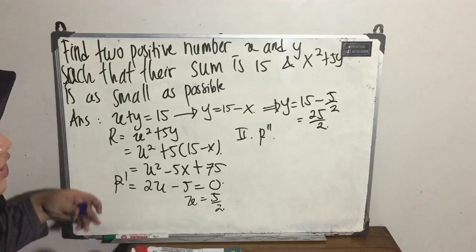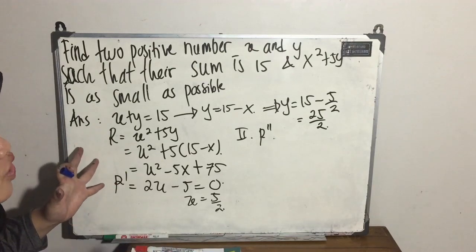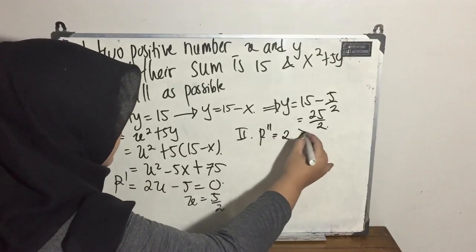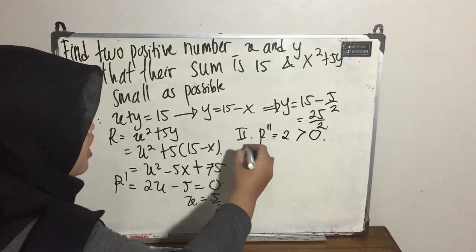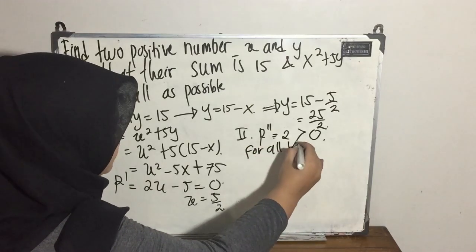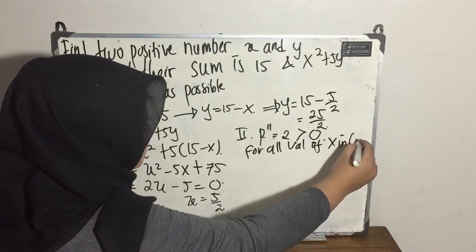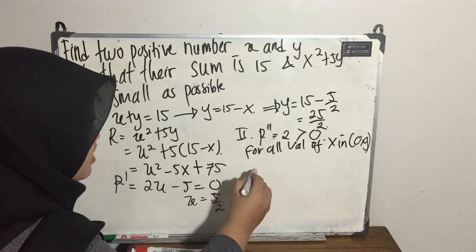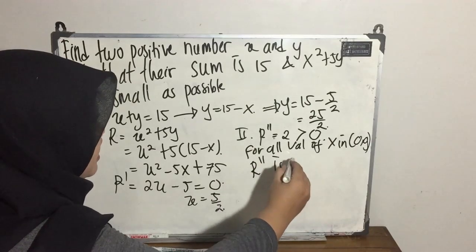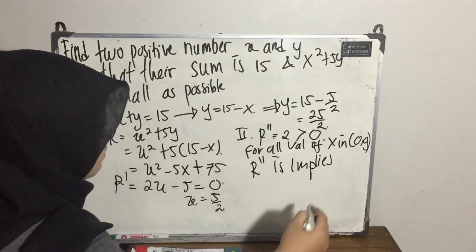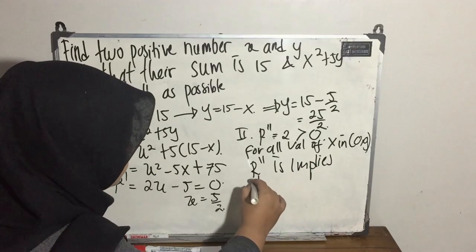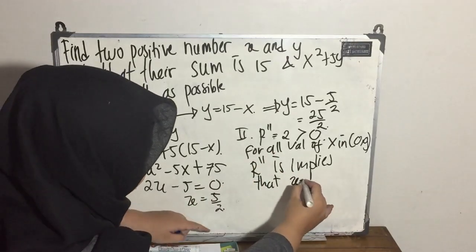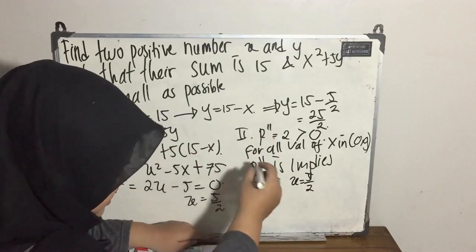Okay, so you can use the second derivative to know whether it is exactly correct or not. The second derivative of r is 2, which means it is more than 0 for all values of x. Okay, everyone. The second derivative of r implies that x equal to 5/2 is the minimum.